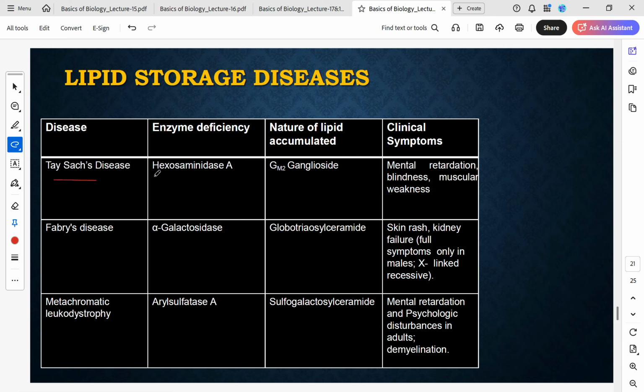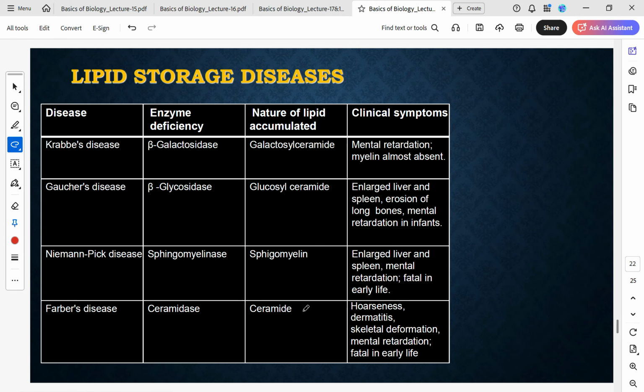All of these are usually enzyme deficiencies which lead to accumulation of various particular lipids. Tay-Sachs disease is a GM2 ganglioside lipid getting accumulated, can lead to mental retardation, blindness, muscular weakness. Fabry's disease leads to skin rash, kidney failure, etc. Metachromatic leukodystrophy leads to mental retardation, psychological disturbances in adults, demyelination, etc. There is Krabbe's disease, Gaucher's disease.